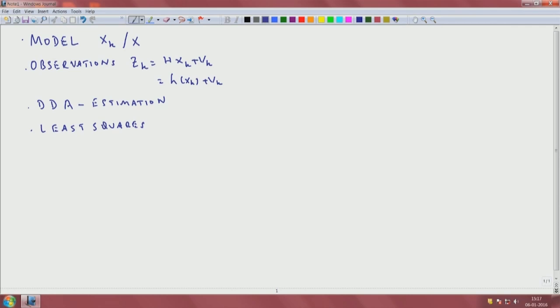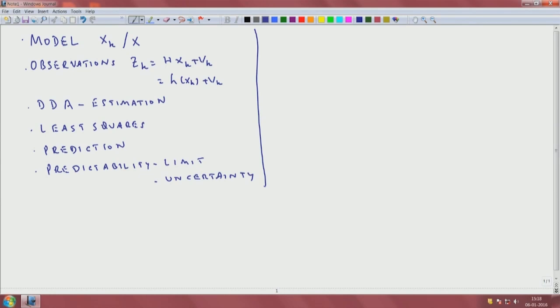Once we have an estimation, we want to be able to generate prediction. Once we are able to generate prediction, I want to be able to talk about the quality of prediction, the predictability limit in the case of discrete time models, and quantification of uncertainty in the case of stochastic models, that is, uncertainty in prediction. So this is by and large our overall theme.